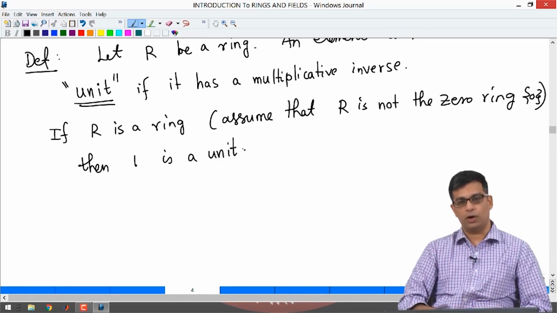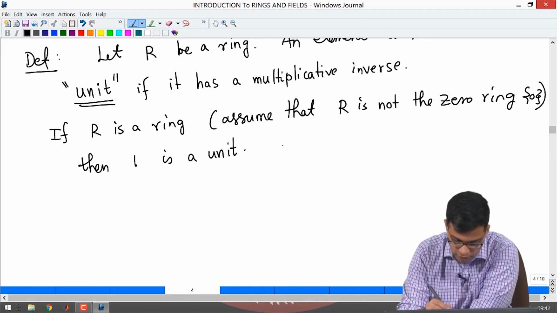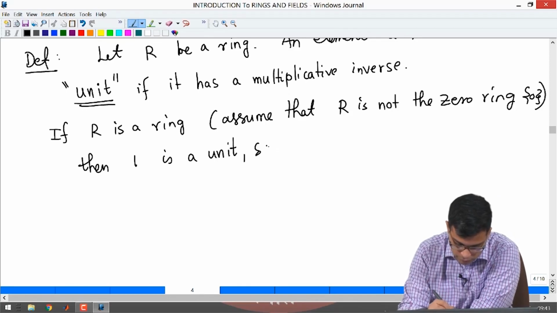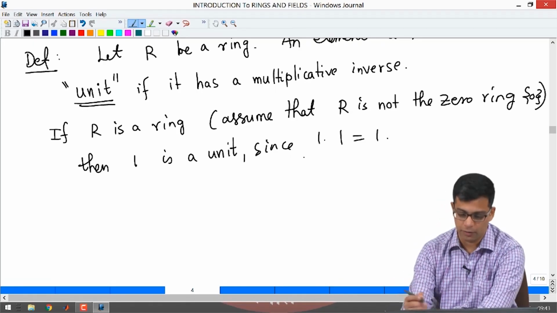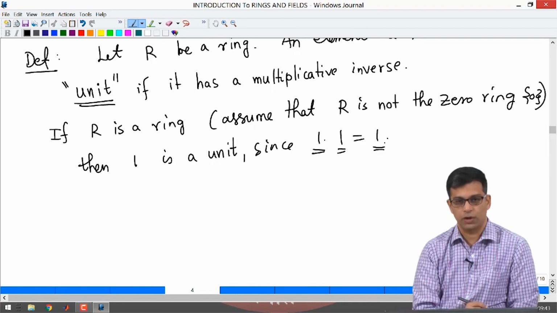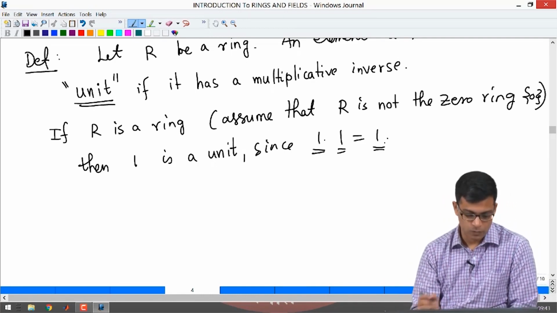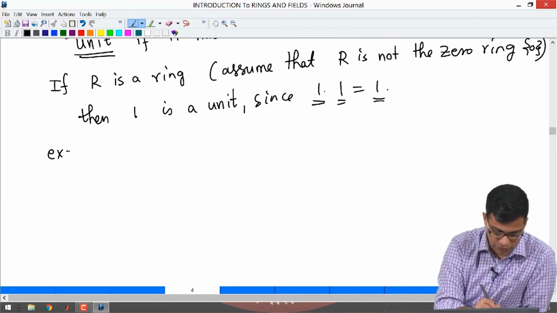right. 1 is a unit because it has a multiplicative inverse, since 1 times 1 is 1. So 1 has an inverse, the inverse of 1 is itself. So 1 is a unit. So every non-zero ring has a unit, but maybe some other units also exist. So now let us look at examples.